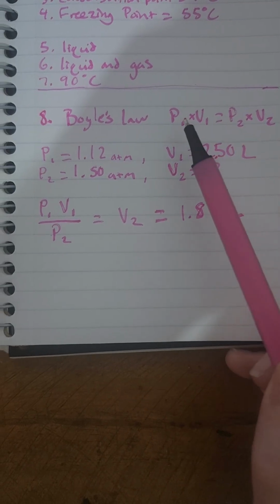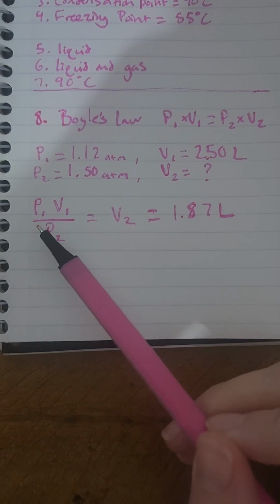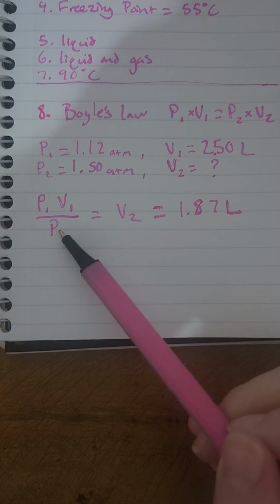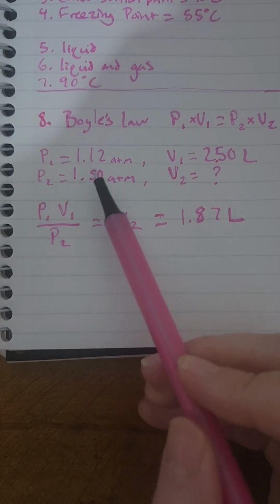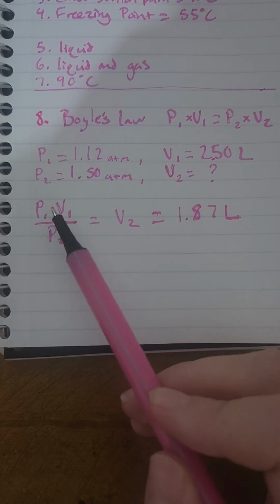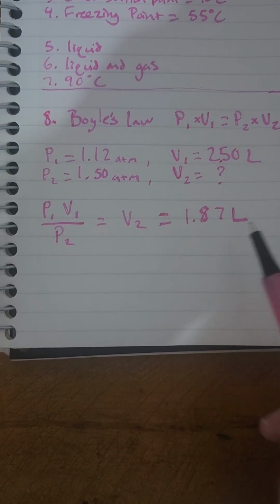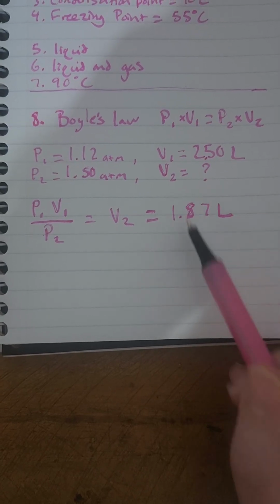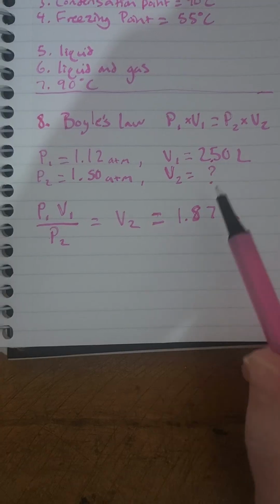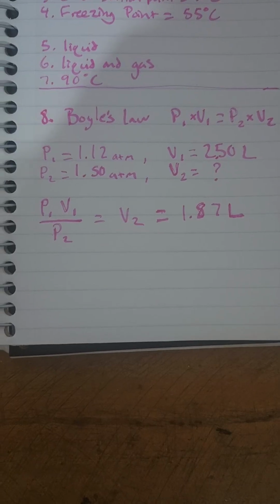And to do this, we're going to want to change this equation and get V2 alone. So we're going to divide this side of the equation by P2. And when we plug that all into the calculator, we'll have 1.12 times 2.5 divided by 1.5 equals 1.87 liters. So that's the new volume that the gas will have when we increase it.